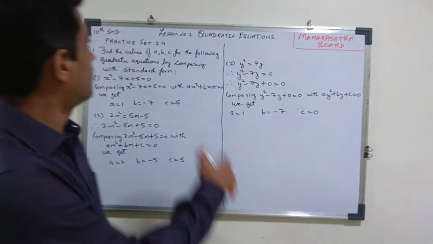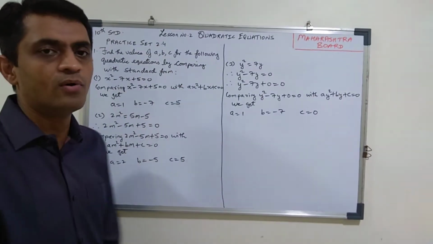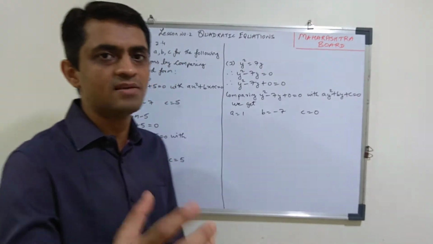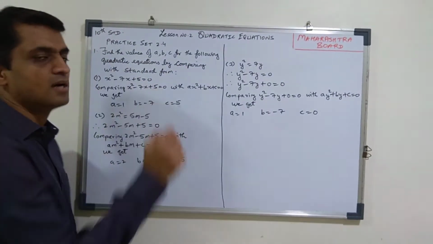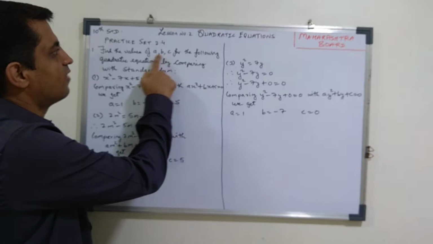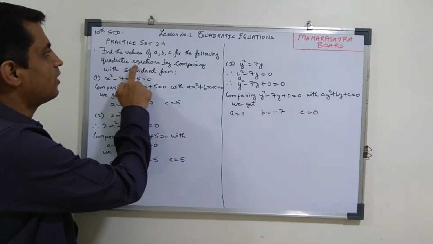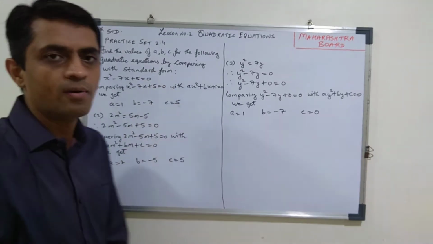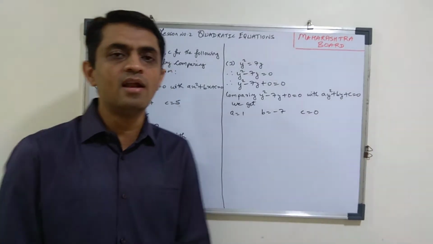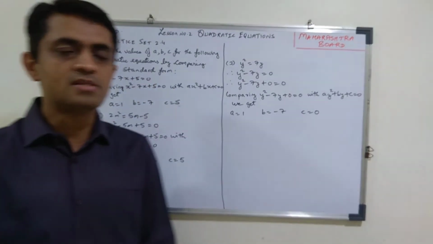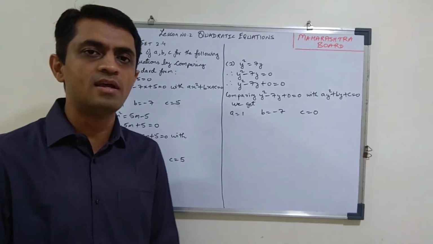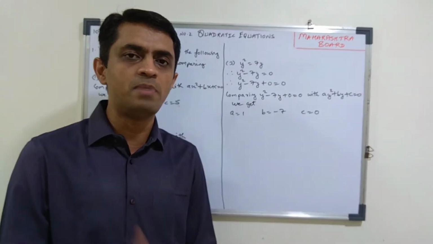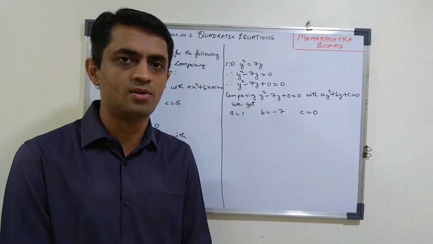Now, in your practice exercise 2.4, the very first sum is a very basic level sum. The sum is: find the value of a, b, c for the following quadratic equation by comparing with the standard form. Now, what is the standard form of the quadratic equation? The standard form of the quadratic equation is ax square plus bx plus c is equal to 0.